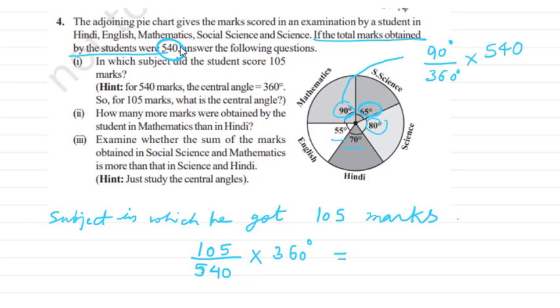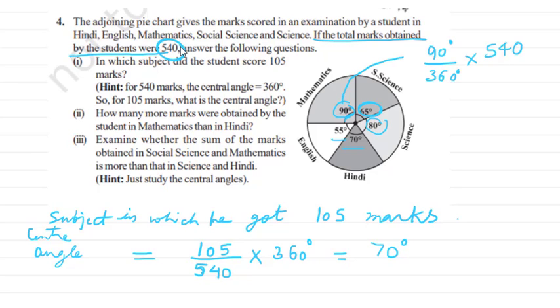So angle, or you can just write here center angle. I can find the center angle with this formula: given marks divided by total marks into 360 degrees. So here we will calculate. After calculating you will get 70 degrees.